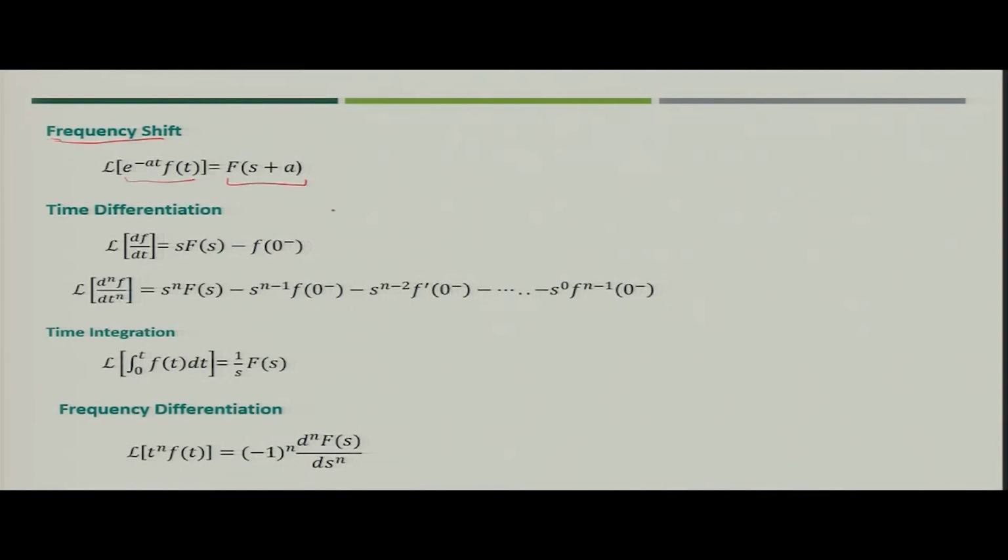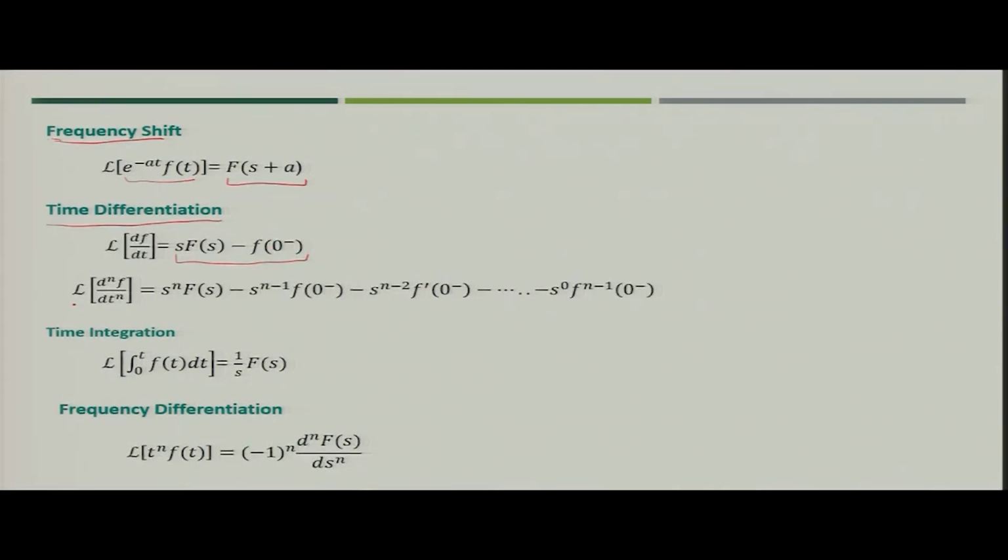Then we discussed about the time differentiation, means that the derivative of f, if you have like df by dt, the Laplace transform of df by dt will be given by s F s minus f 0, the value of function at 0.